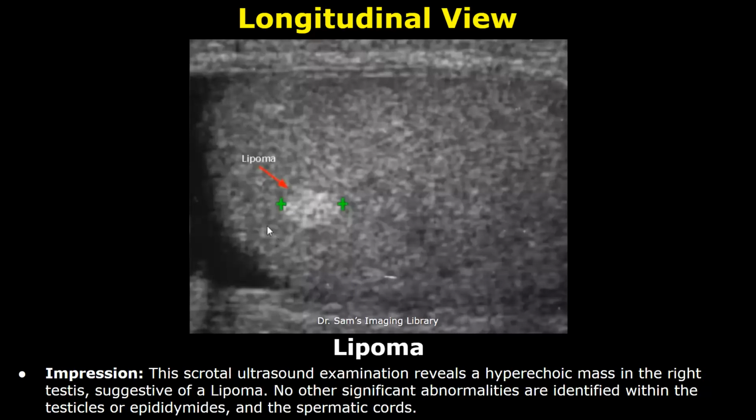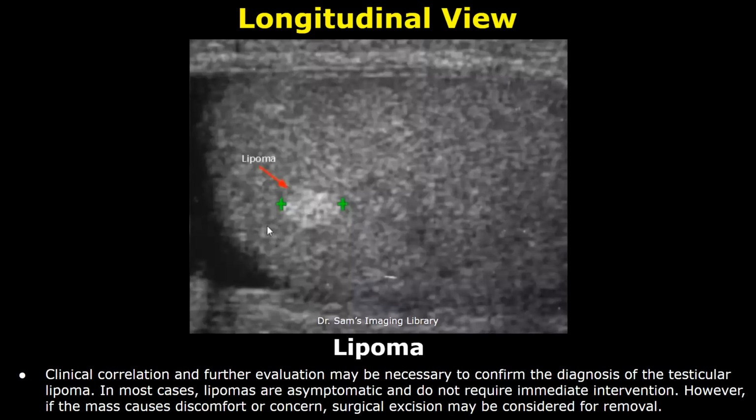This is the impression. Scrotal ultrasound examination reveals a hyperechoic mass in the right testis, suggestive of a lipoma. Clinical correlation and further evaluation may be necessary to confirm the diagnosis of the testicular lipoma.